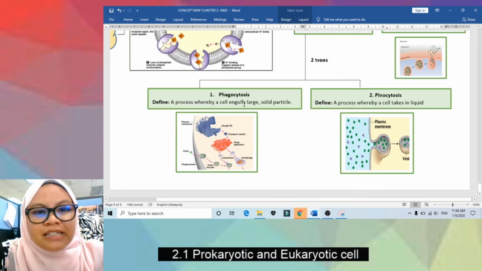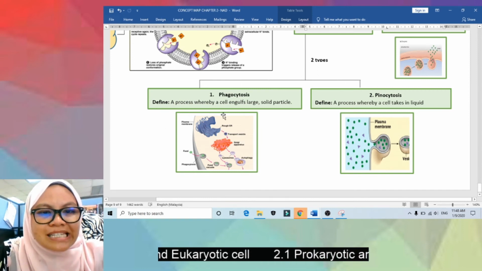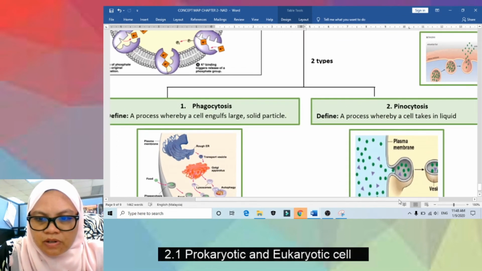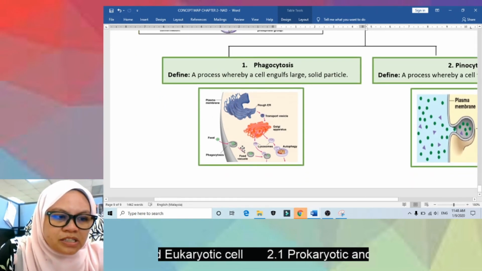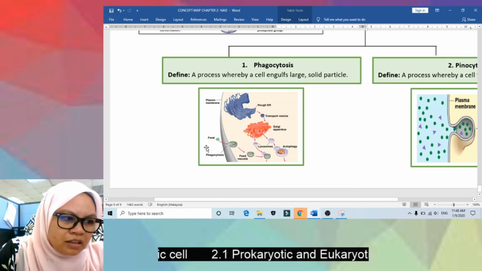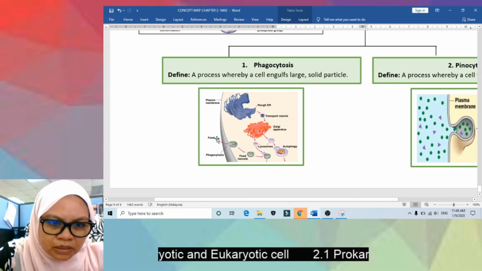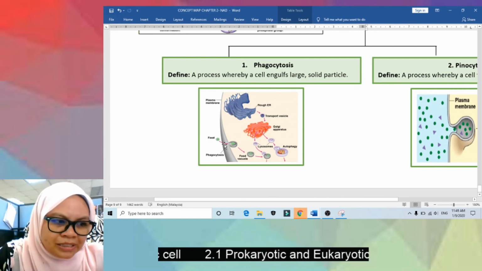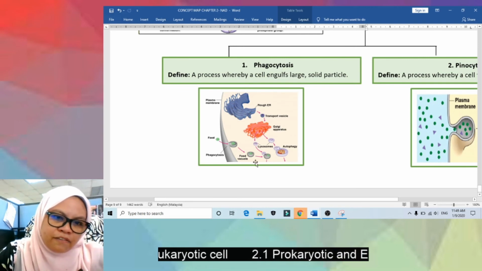Alright, now let's take a look at the mechanism during phagocytosis. Phagocytosis is defined as a process whereby a cell engulfs large solid particles. So let's zoom in on the diagram so that we know what happens specifically. The first thing here, the engulfing cell detects the particle. Here the particle is a solid particle, so it's referred to as food. Then the particle will attach to the membrane of a phagocytic cell. The entire cell is referred to as the phagocytic cell.